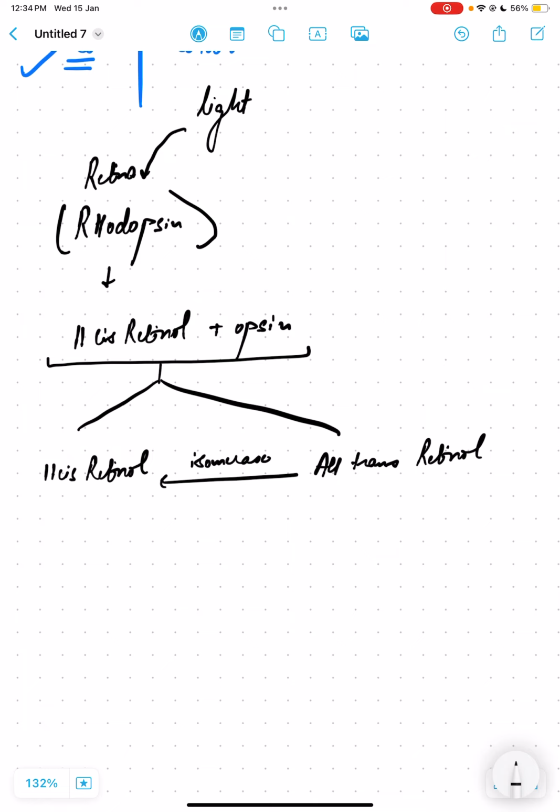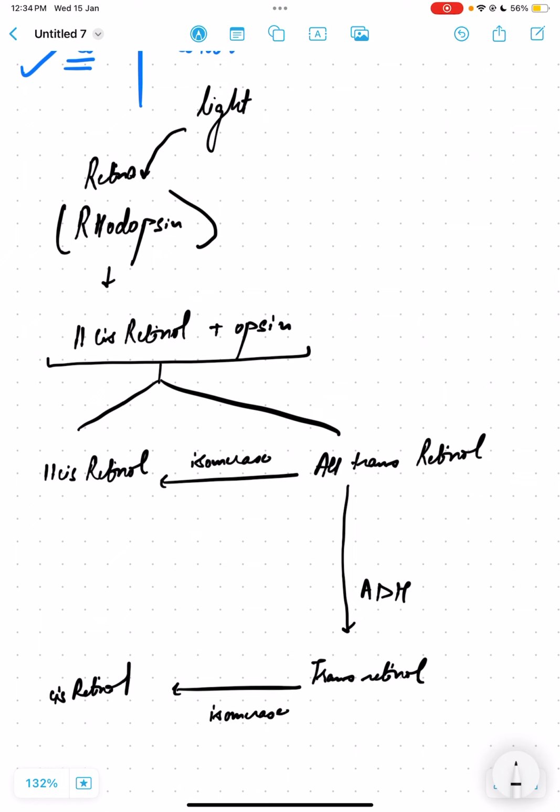Then there will be three barriers. First of all, there will be the epithelium of the retina, then the blood, and then it will enter into the liver. Entering the liver, all-trans retinol will convert into trans retinol with the help of the enzyme alcohol dehydrogenase, and then this will convert back to cis retinol with the enzyme isomerase, and this cis retinol will then convert to cis-retinal with the same enzyme, alcohol dehydrogenase, and then back to 11-cis retinol.